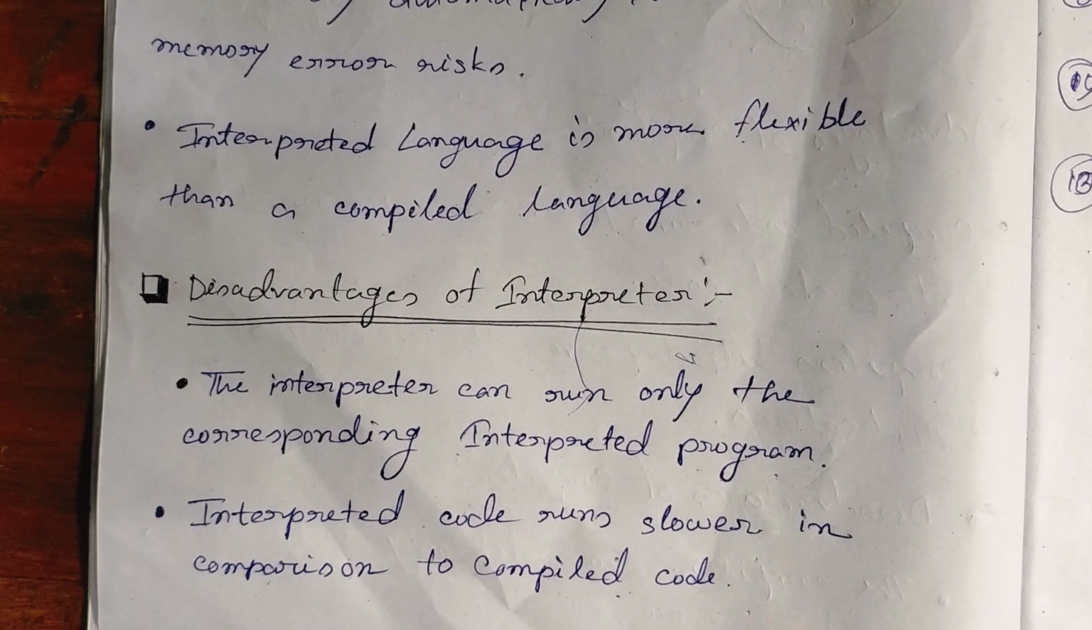Examples of some compiled languages are C, C++, Java, and some interpreted languages are Python, JavaScript, PHP.